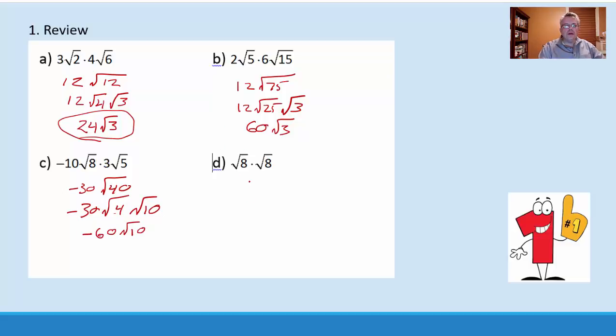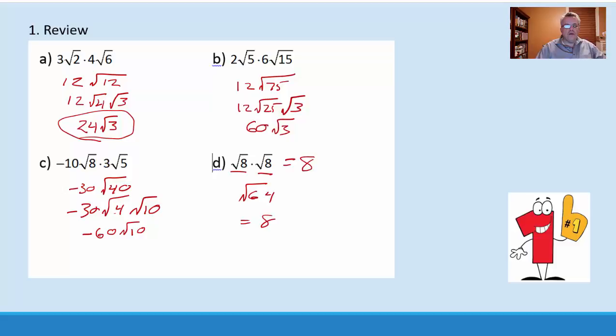All right, this one, we should know what it is without doing anything. Square root of 8 times square root of 8 is just 8, because that's what square root of 8 is. It's the number you multiply times itself to get 8. But if you didn't see that, you could do square root of 64, which is just 8.